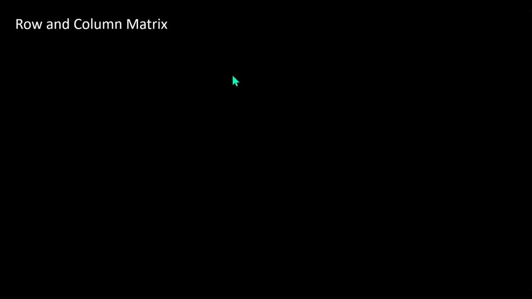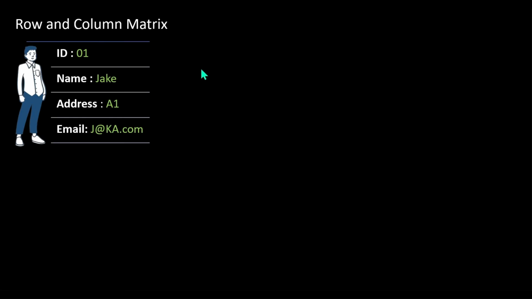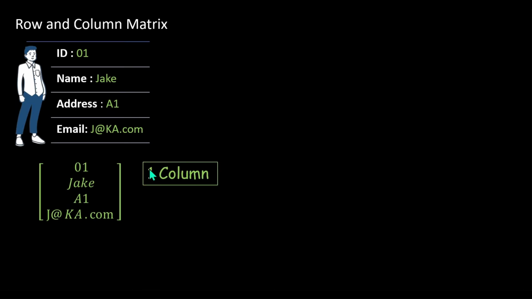So let's take an example. Say you're Jake and you're in a college, so you have an ID card. Your ID card has all your details. Now these details can also be written in a matrix form like this. In this matrix, it has 4 rows, but it only has 1 column.